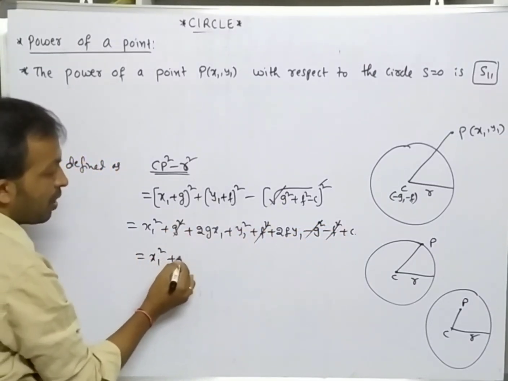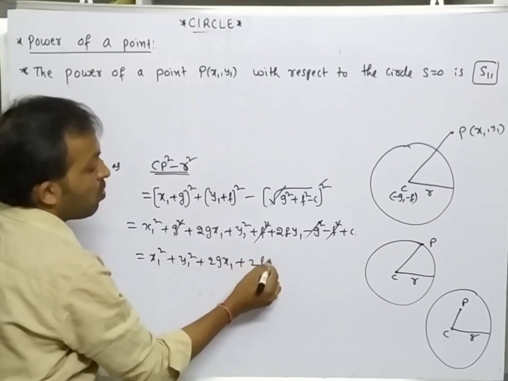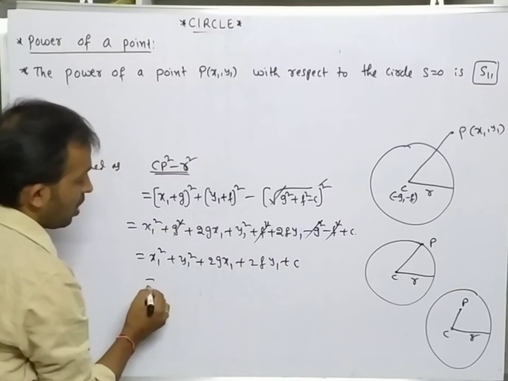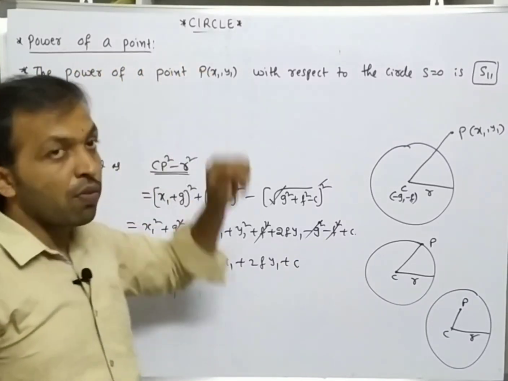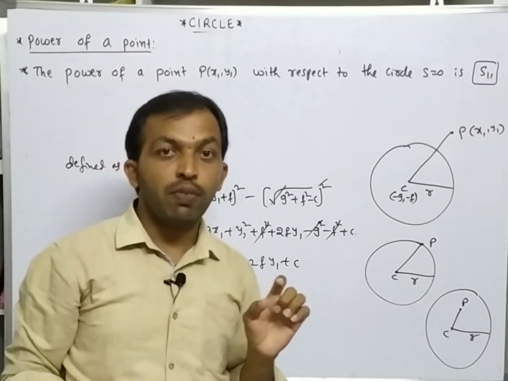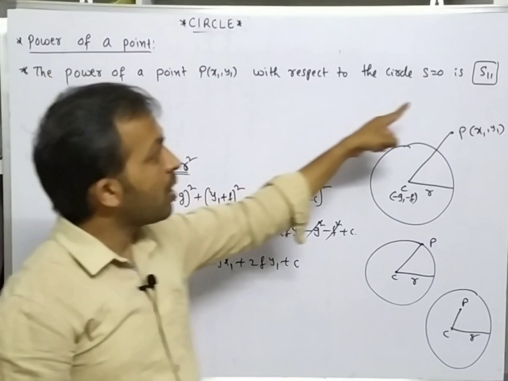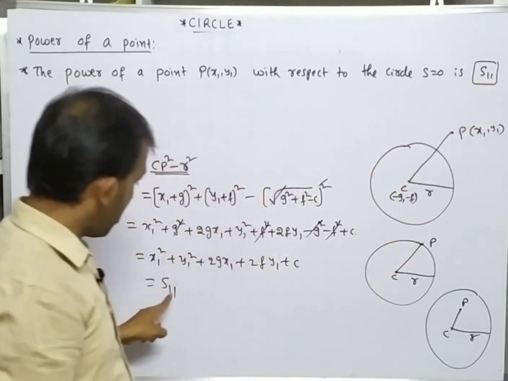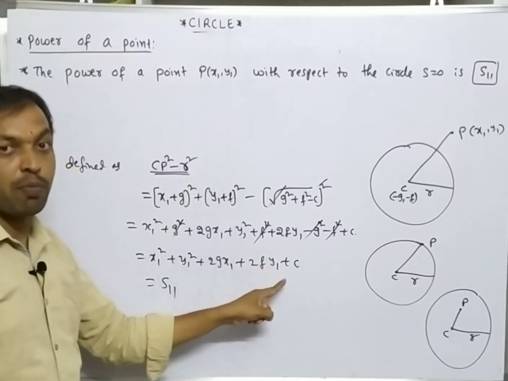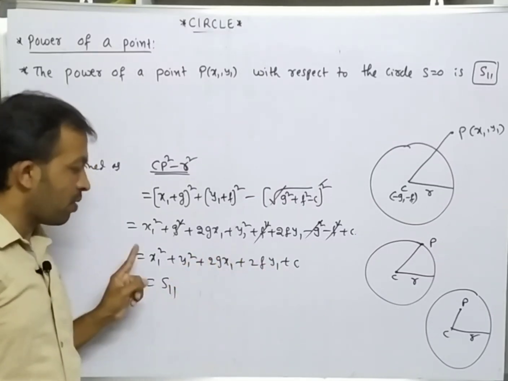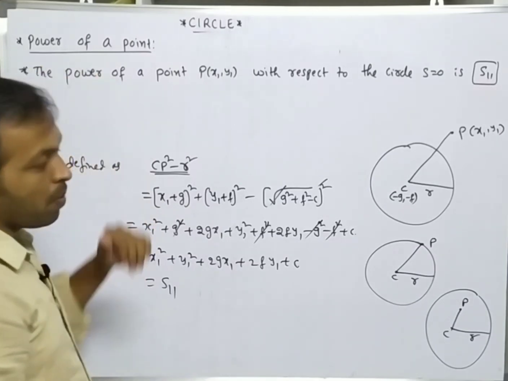Finally we get x1 square plus y1 square plus 2g x1 plus 2f y1 plus c, which is equal to S11. So the power of a point with respect to the circle S equals 0 is S11. S11 is the notation: x1 square plus y1 square plus 2g x1 plus 2f y1 plus c is the notation of S11. This is about power of a point.